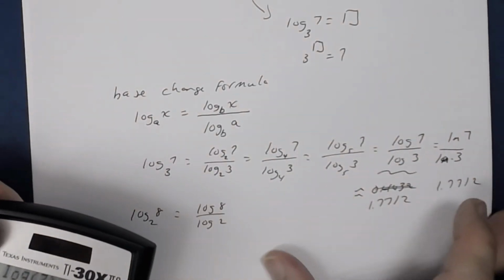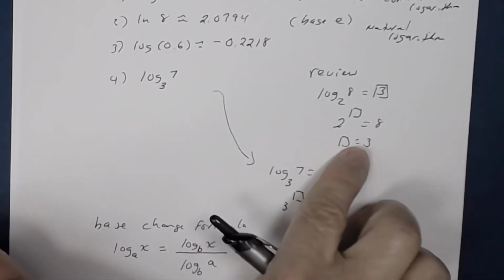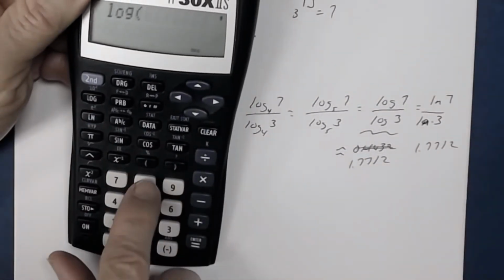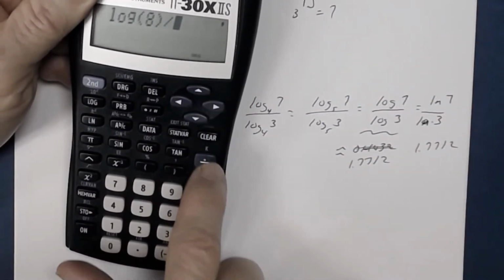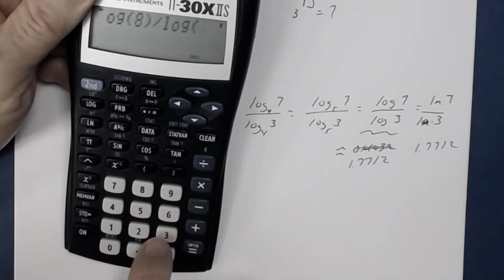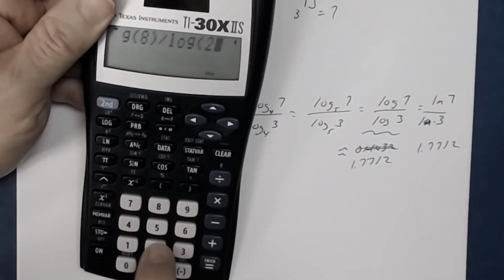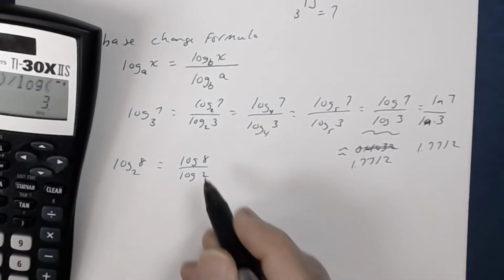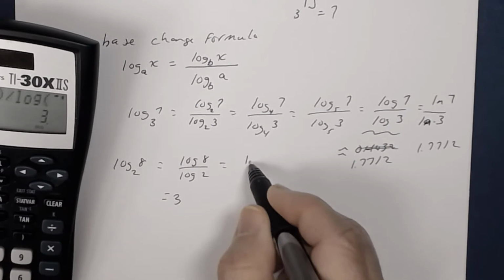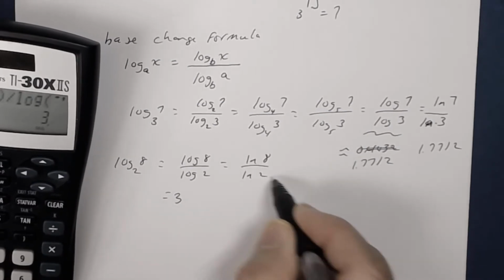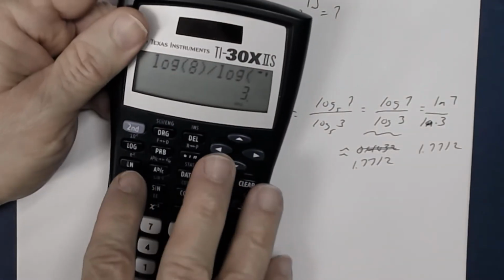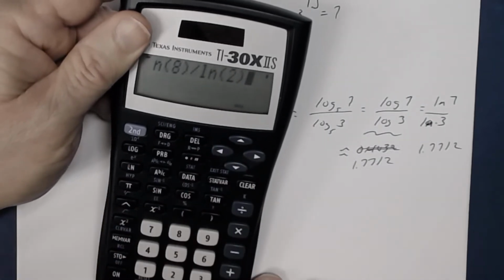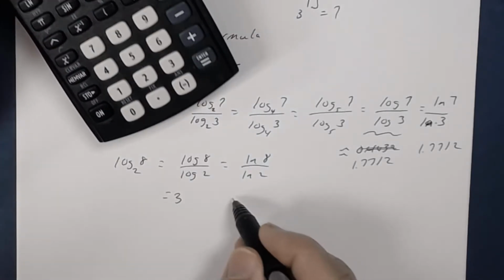Hopefully we'll get, what should we get? We should get 3, right? All right, so let's see what we get. The log of 8 divided by log of 2, equals, and you get 3. So that's equal to 3. I could also have done the natural log. Natural log of 8 divided by the natural log of 2. Let's see what we get there. Natural log of 8 divided by natural log of 2, and you get 3.